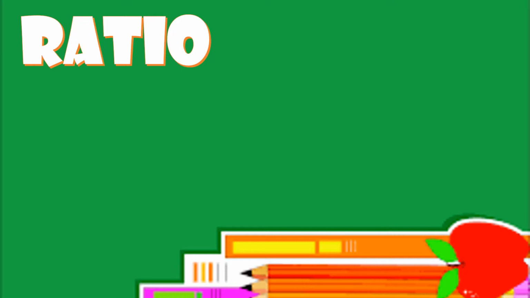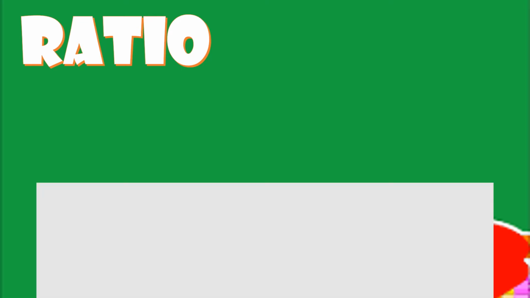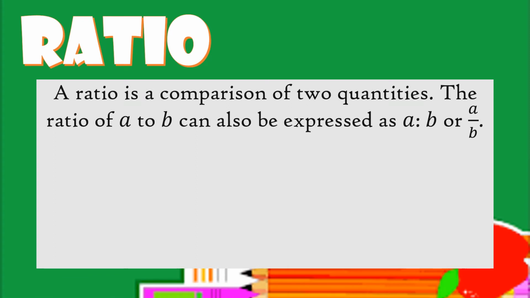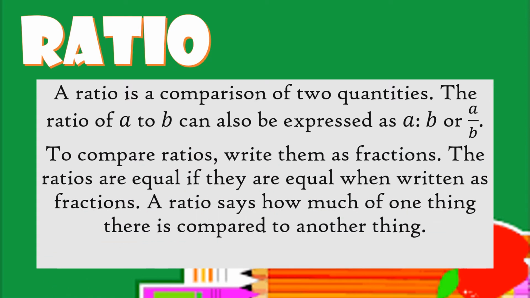Let us first define ratio. What is a ratio? A ratio is a comparison of two quantities. The ratio of A to B can also be expressed as A is to B, or in symbol we have A colon B, or in fractional form which is A over B. To compare ratios, write them as fractions. So it will be easier for us to compare ratios when they are in their fractional form. The ratios are equal if they are equal when written as fractions. A ratio says how much of one thing there is compared to another thing.